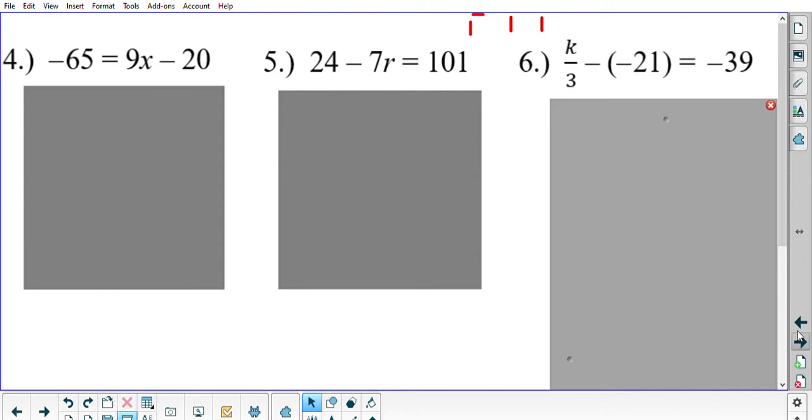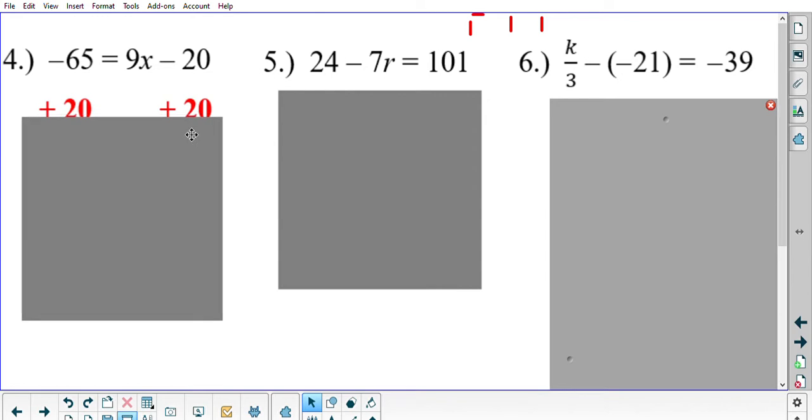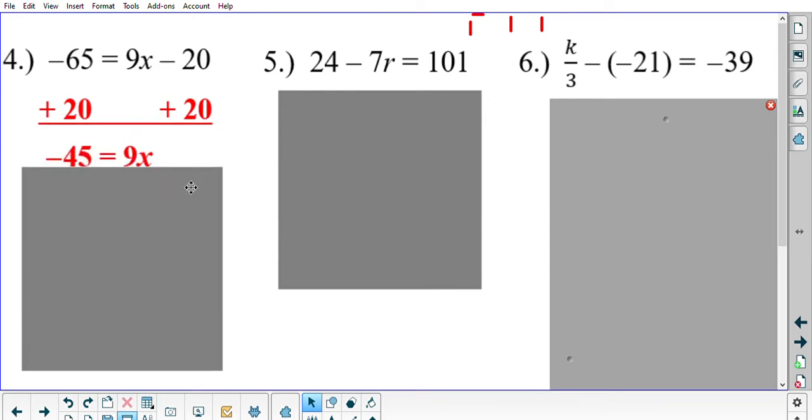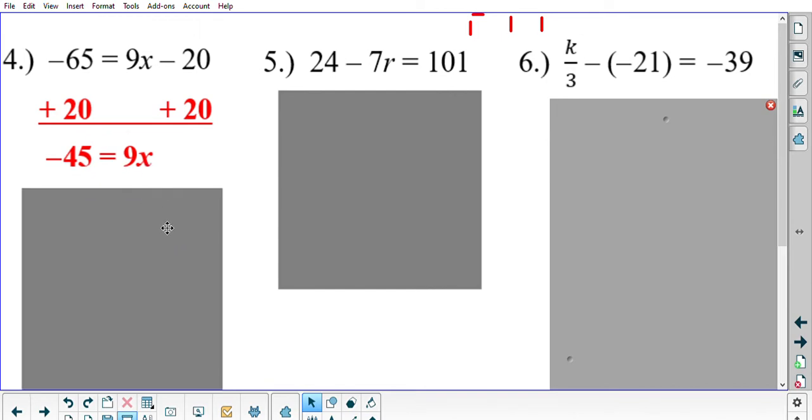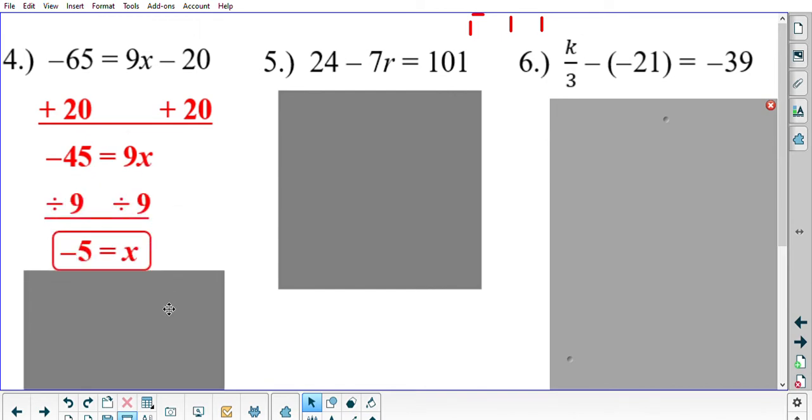Okay, I hope you have done these 3 problems on your own. Let's see how you did. On problem number 4, the x was being multiplied by 9, subtracted by 20, so you should have added by 20 as your first inverse operation. That would give you negative 45. From here, you would do the inverse of multiplying by 9, which is dividing by 9, and that would give you negative 5, because negative 45 divided by 9 is negative 5. Problem number 5. This was the kind of problem that had the variable term to the right of the minus.